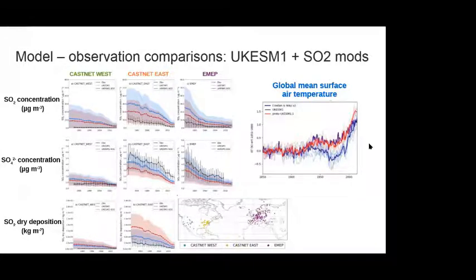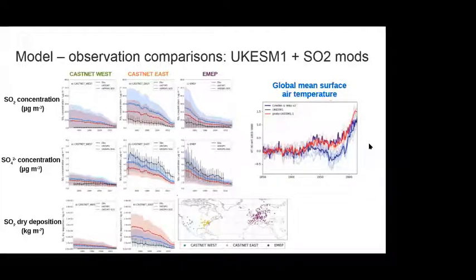So they're acting to remove SO2 from the atmosphere and reduce the amount of SO2 that is available for conversion to sulfate. Again, we can see from the top row of plots here that the bias in SO2 concentration is reduced by these fixes and modifications. And if we look at the global mean surface air temperature, where the modified model is in red, we can see that the temperature bias is also improved.